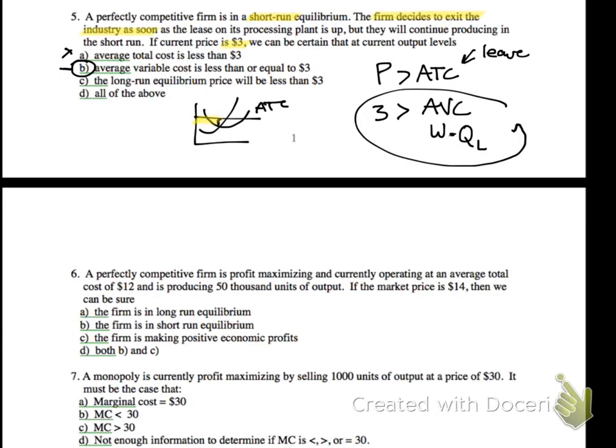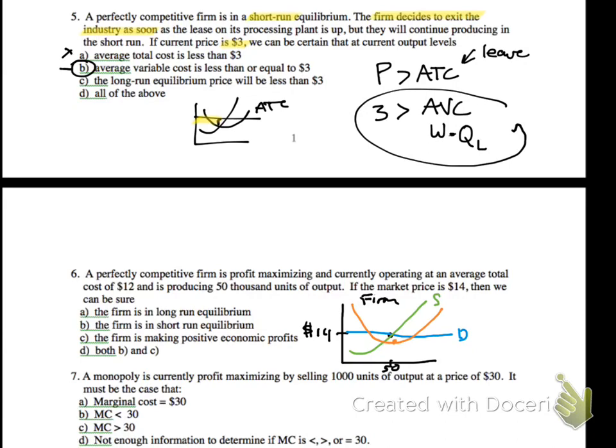A perfectly competitive firm is profit maximizing and currently operating at an average total cost of $12 and is producing 50,000 units. If the market price is 14, let's draw that. So I drew out the firm's graph here. And now it states that the average total cost is $12, so that would be below here, about there, 12 bucks.